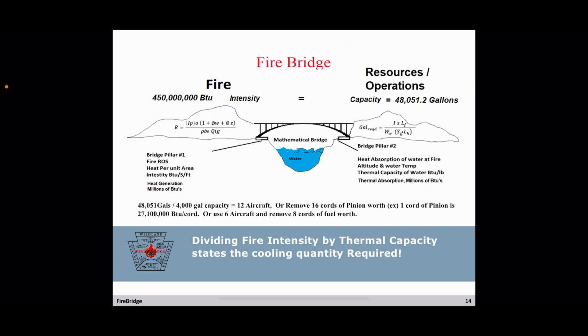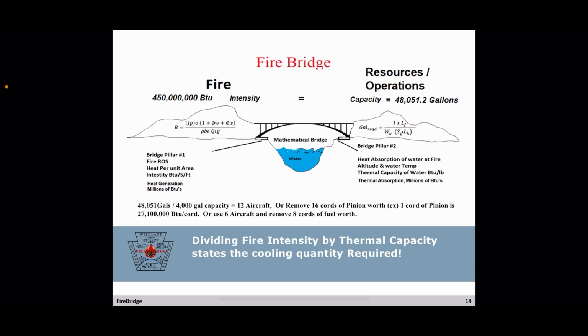And so now we come back full circle to the FireBridge visualization, okay? And again, this is just visualize a bridge, that mathematical construct that bridges 2 points, okay, that are related to one another but can't reach the other side to be effective until you know how to work the intensity figures. So again, if we have our 450 million BTU per second of intensity, and if we were to divide that by 1123, we would come up with 48,051 gallons need to be delivered every second.